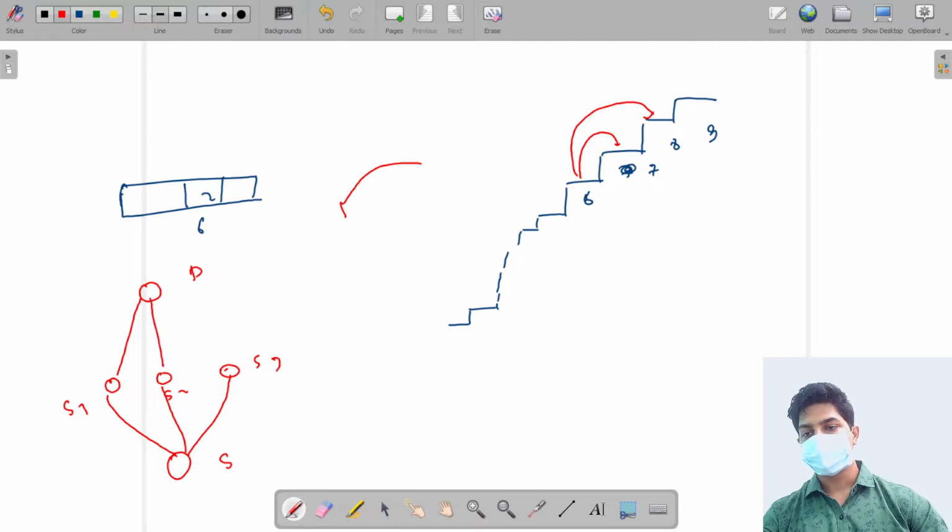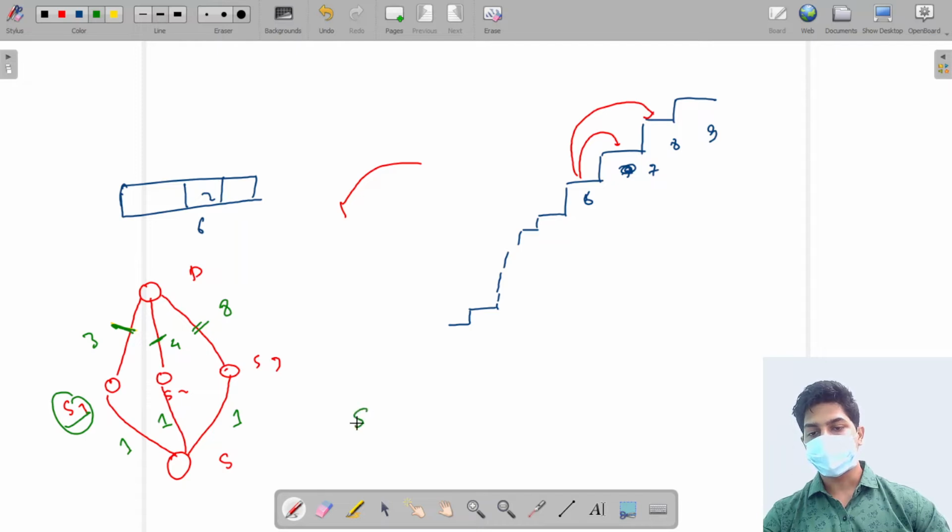Suppose substation 1 tells us that from me, if you want to go to the destination, you will have to take 3 jumps. Substation 2 tells us that from me you will have to take 4 jumps, and substation 3 tells us that from me you will have to take 8 jumps. Using one jump, I can go to substation 1, substation 2, and also substation 3. So which path will I choose? I will choose the minimum among these three, so I will use the substation 1 path.